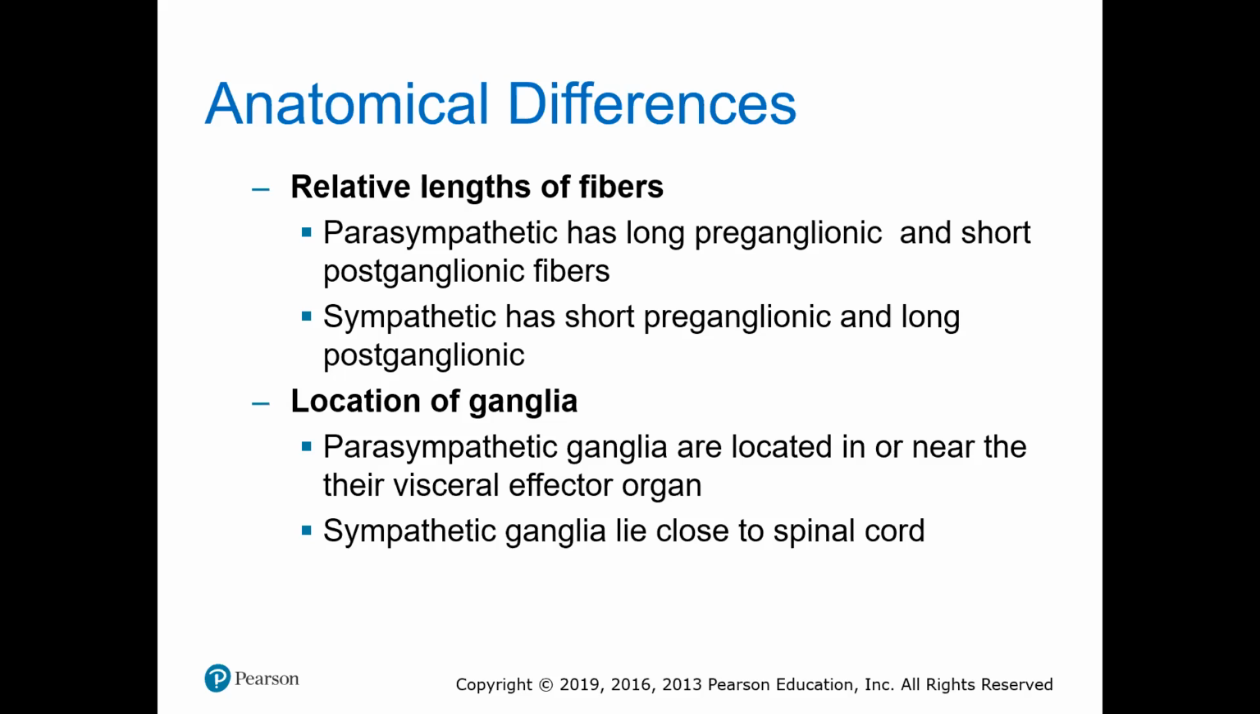The other difference is, where are the cell bodies, the ganglia? Well, on the parasympathetic side, the ganglia are near the effector. So they've got that long preganglionic neuron, and the cell body is close to the effector. On the sympathetic side, they have the short preganglionic. The ganglia are close to the spinal cord, and they've got that long neuron going out to the effector.